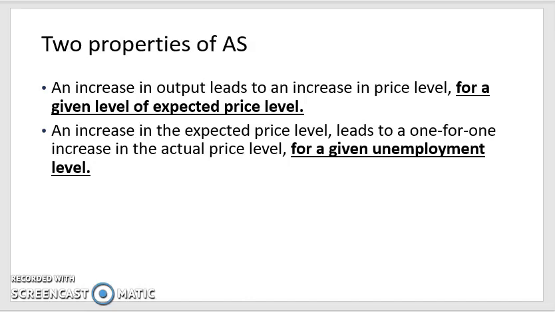The second property is that, given the unemployment rate, an increase in the expected price level leads one-for-one to an increase in the actual price level. How does this happen? For instance, if the expected price level doubles, then the price level will also double. This effect works through wage setting. If wage setters expect price levels to be higher, they set higher nominal wages. The increase in nominal wages leads to an increase in the cost of production, which leads to an increase in the price set by firms, and therefore a higher price level.